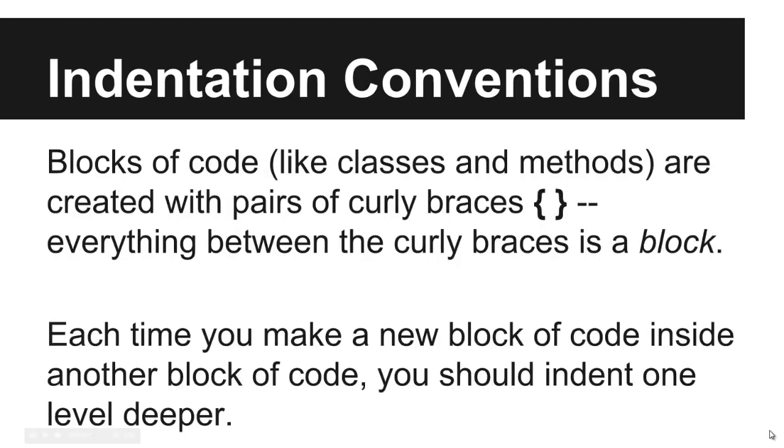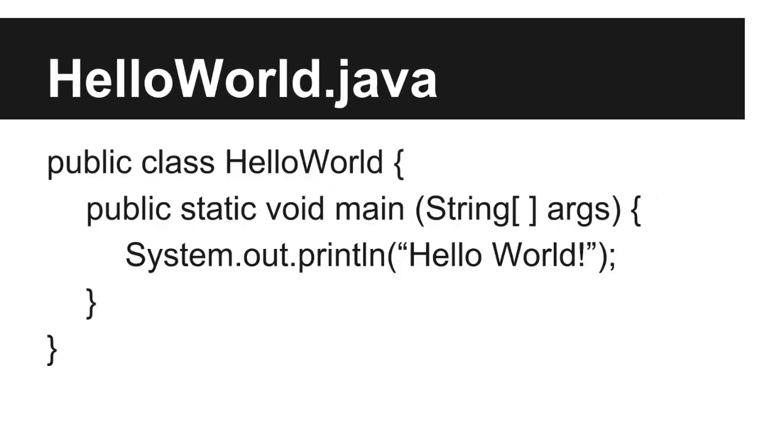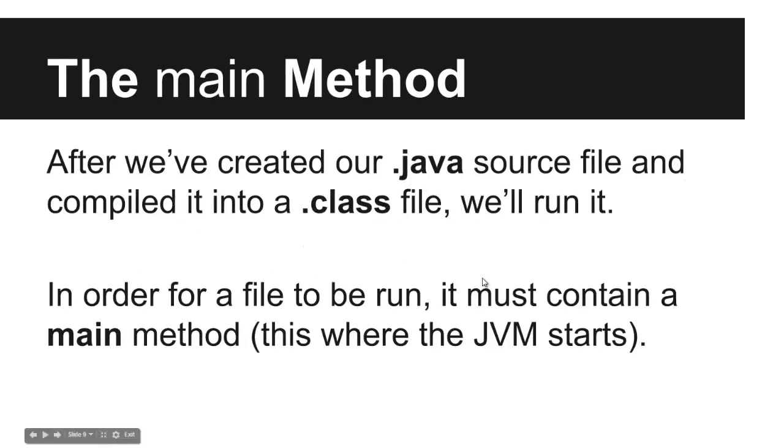So I mentioned that blocks of code, things like classes and methods, if statements and loops, and even switches, are created using pairs of curly braces, and that every time we make a new block of code inside of another block of code, we indent one level deeper. And we can see that in this particular screen. We have our class declaration, which is all the way to the left, our public static void main string args, which is one tab in to the right, and then inside that, our system.println hello world, which is one tab further in.